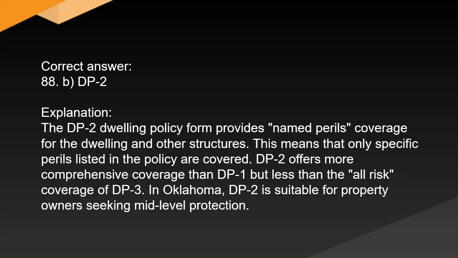Correct answer. B. DPA 2. Explanation. The DPA 2 dwelling policy form provides named perils coverage for the dwelling and other structures. This means that only specific perils listed in the policy are covered. DPA 2 offers more comprehensive coverage than DPA 1 but less than the all-risk coverage of DPA 3. In Oklahoma, DPA 2 is suitable for property owners seeking mid-level protection.